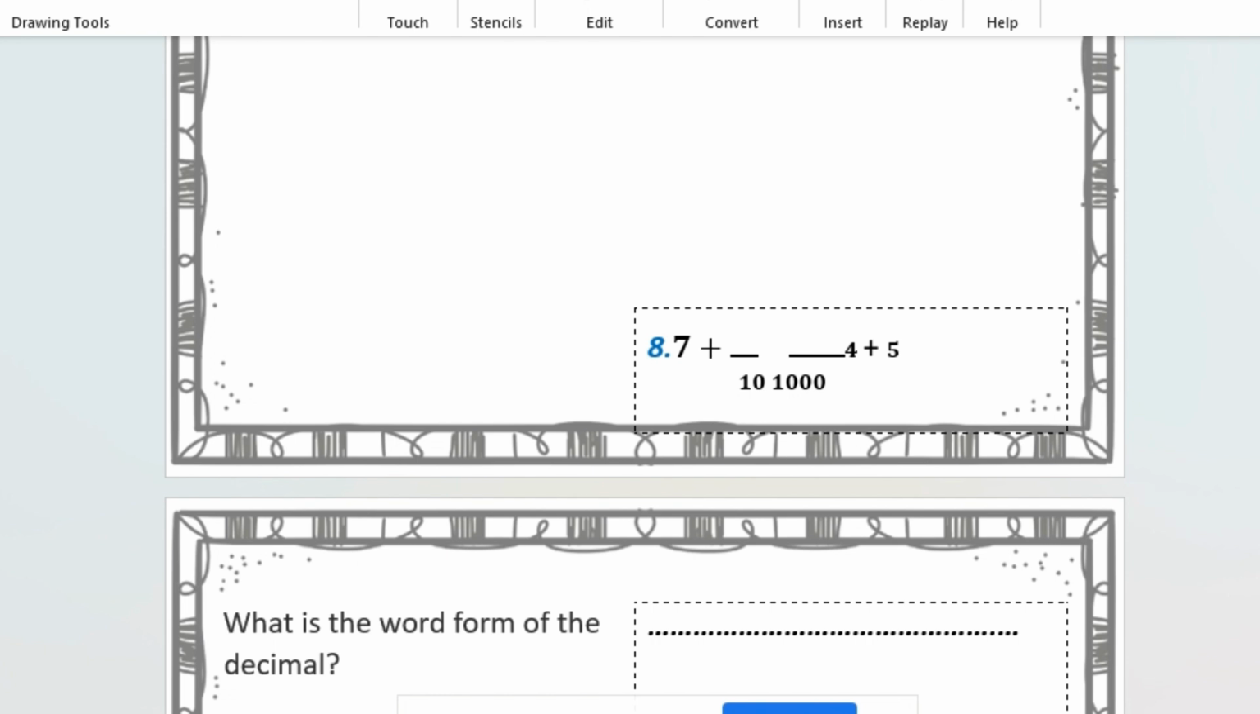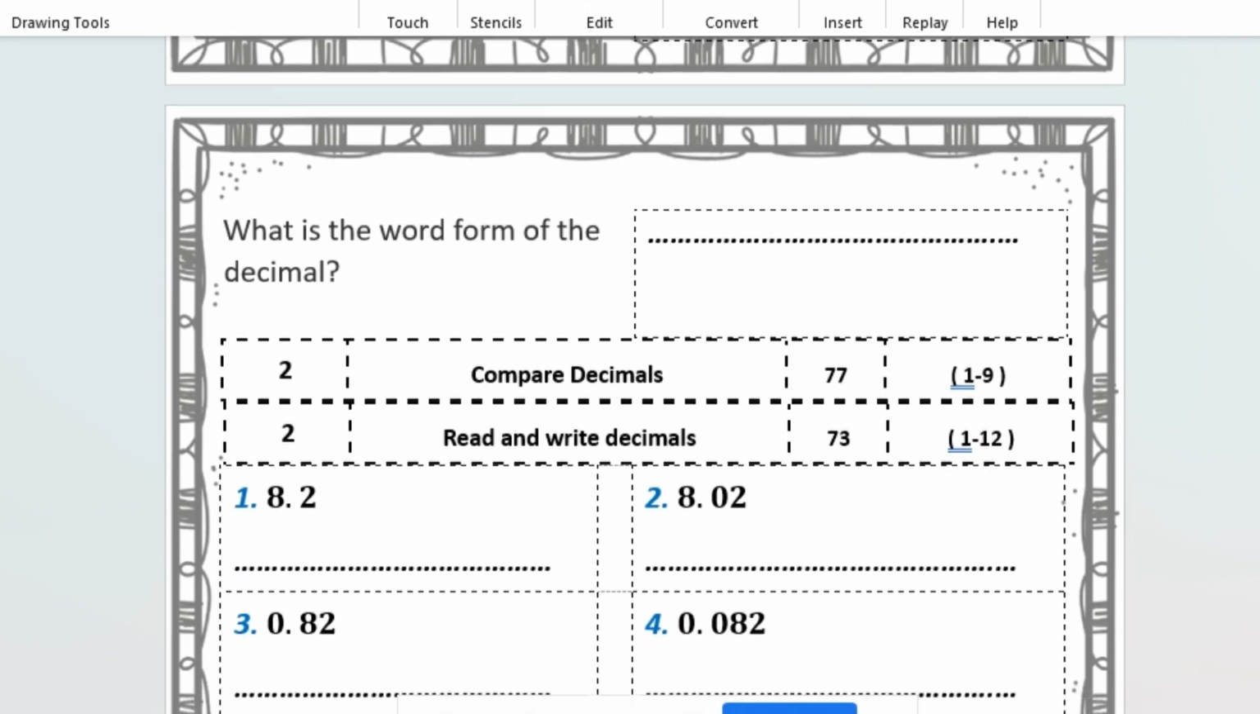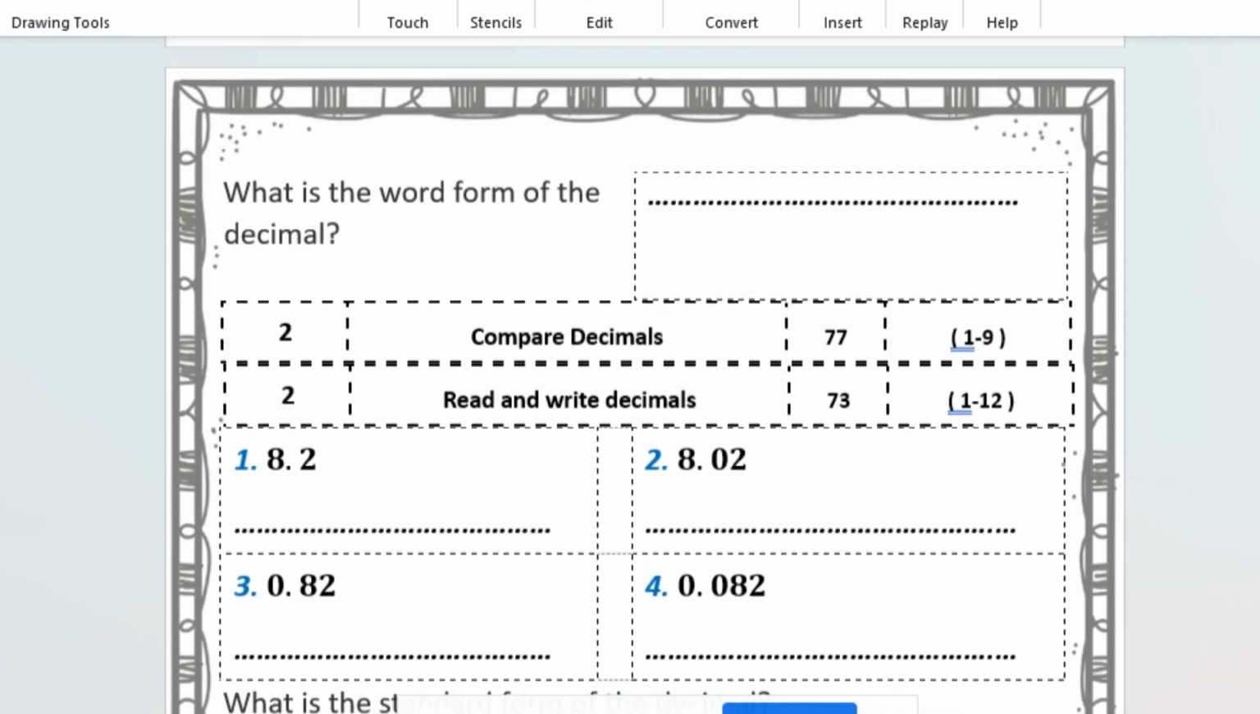Now for this question, we want to find the word form of the decimal. Excuse me, this word document is a little off. So what is the word form of this one? I will assume it's this decimal.